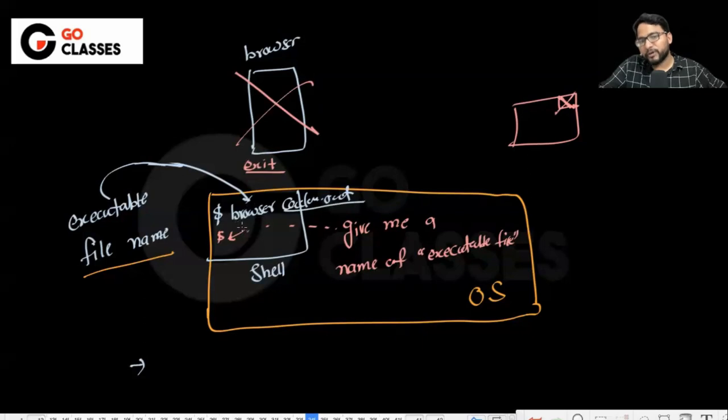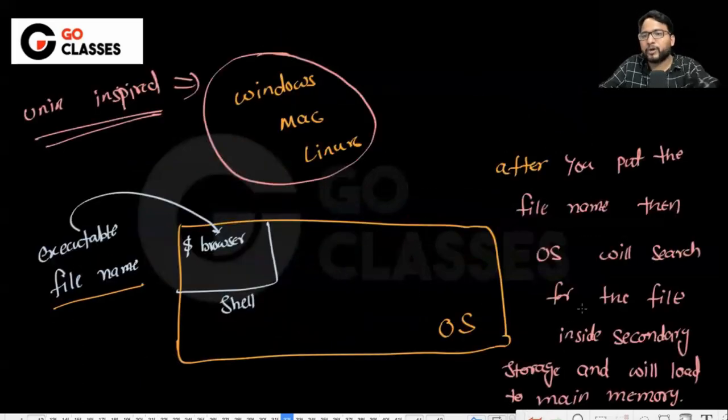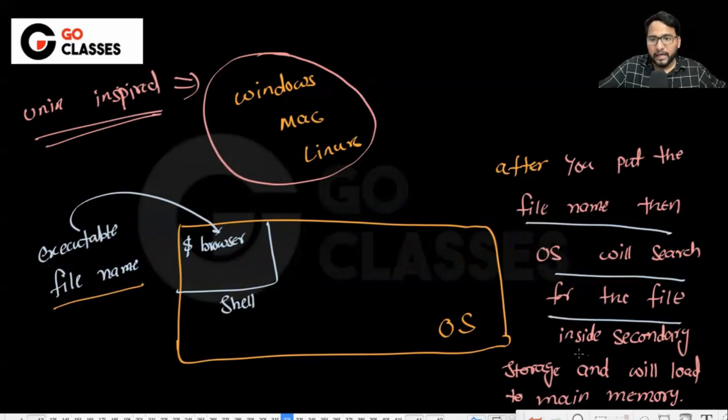It was the first version where they said you write the file name, and then based on the file name, I will load that file in the main memory. So basically, this is what they are saying: you tell me the file name and I will load that file. After you put the file name, the OS will search for the file inside the secondary storage and will load it in the main memory.